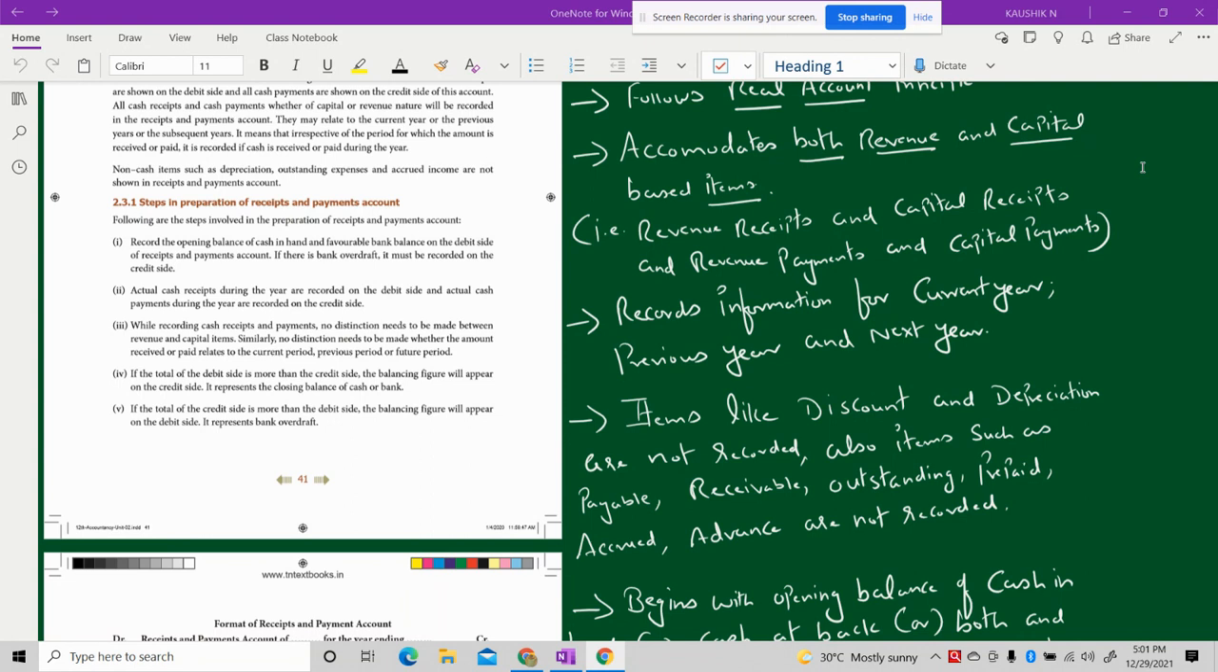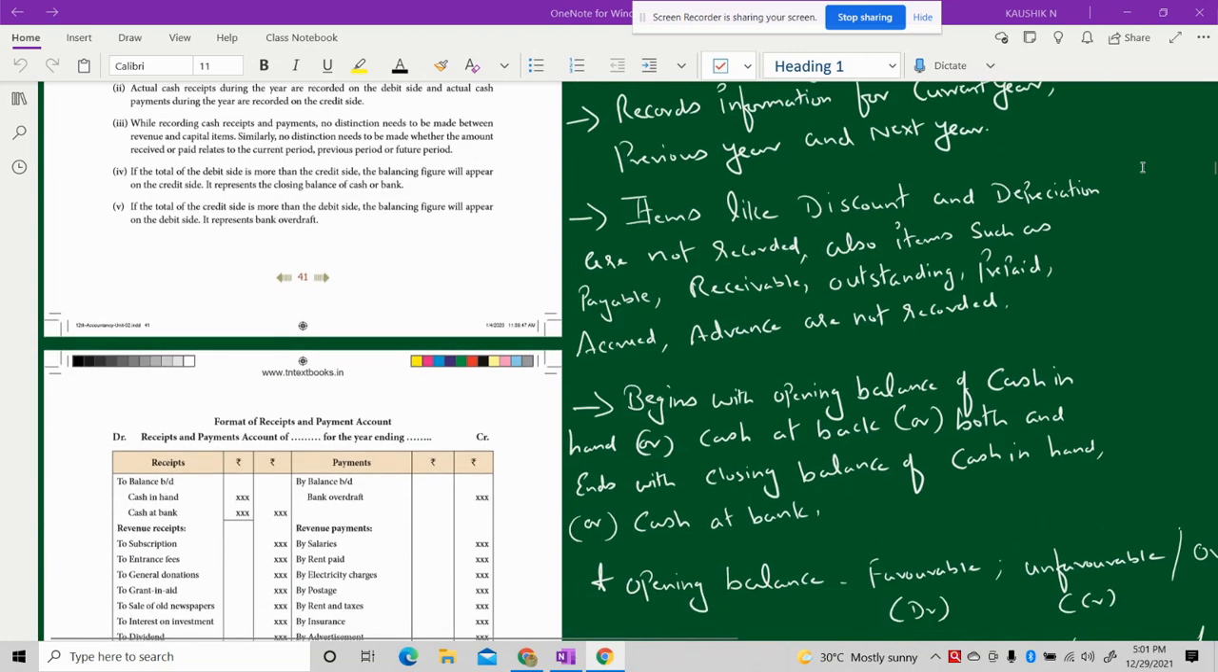You may wonder why we won't be recording depreciation or discount. It's quite simple. Discount and depreciation are non-cash items, but we do record only those cash items, which means cash receipts on the debit side and cash payments on the credit side. That's the logic behind this concept, why we don't record these two items and we take into account the others.